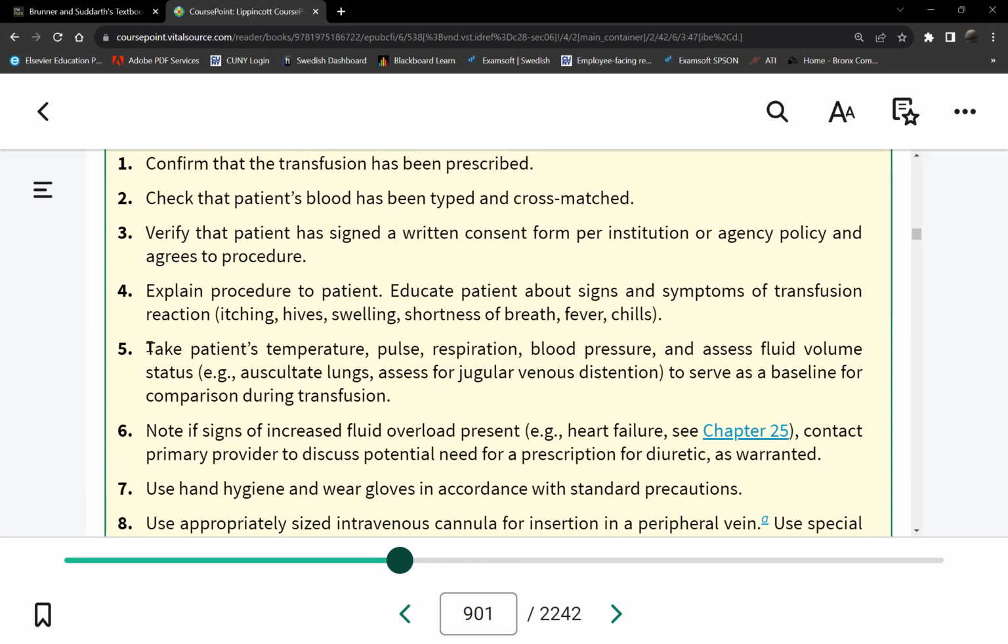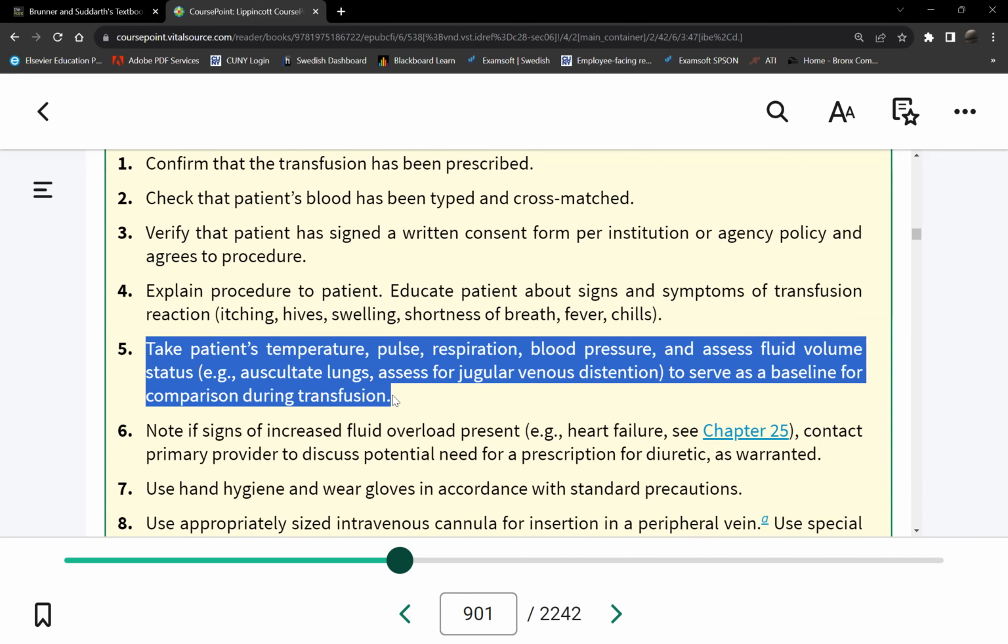Take the baseline vital signs. We need a set of vital signs so we can compare any changes when the patient receives the blood transfusion.